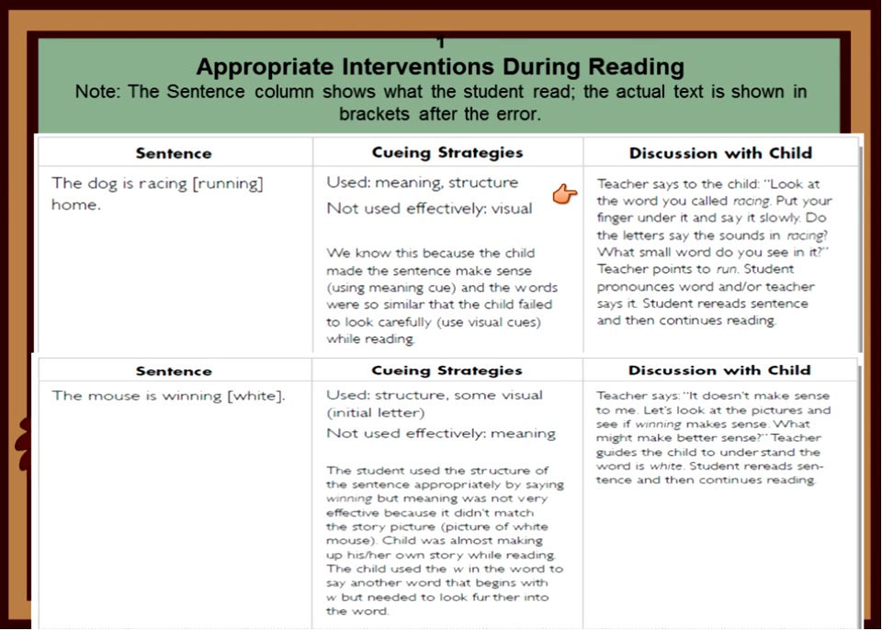So something you might say to that child is, look at the word that you called racing. Put your finger under it and say it slowly. Do the letters say the sounds in racing that you told me the word had? So what small word do you see in it? The teacher can point to run in running. Pronounce the word if the student isn't sure how to say it, and you can reread the sentence and make sure that the student understands the actual meaning of that sentence.